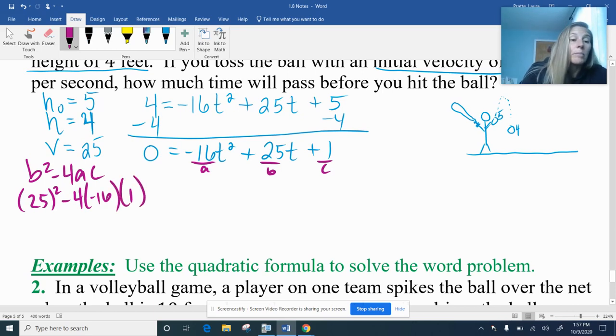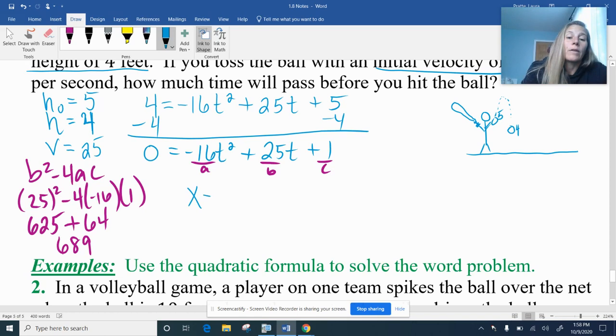Now this might be where it might be helpful for you to use your calculator. I believe this is going to be 625 plus 64, which is 689. If you need to use a calculator, please by all means. So now typing this in, we have negative b plus or minus the square root of 689 over 2 times a, which is pretty much always going to be negative 32 because 2 times negative 16.